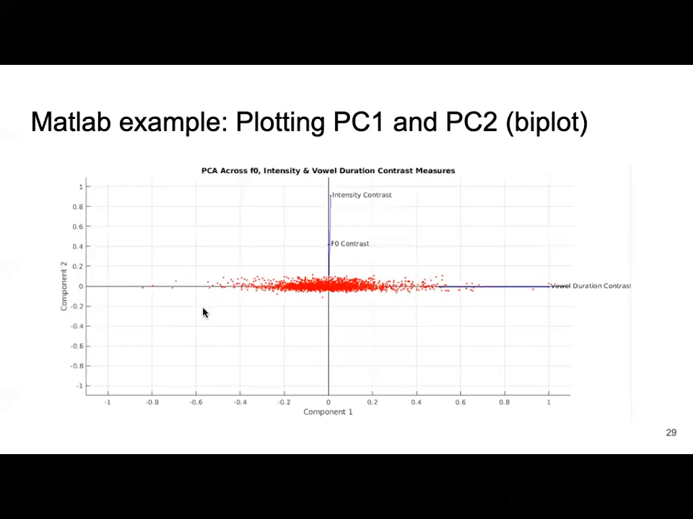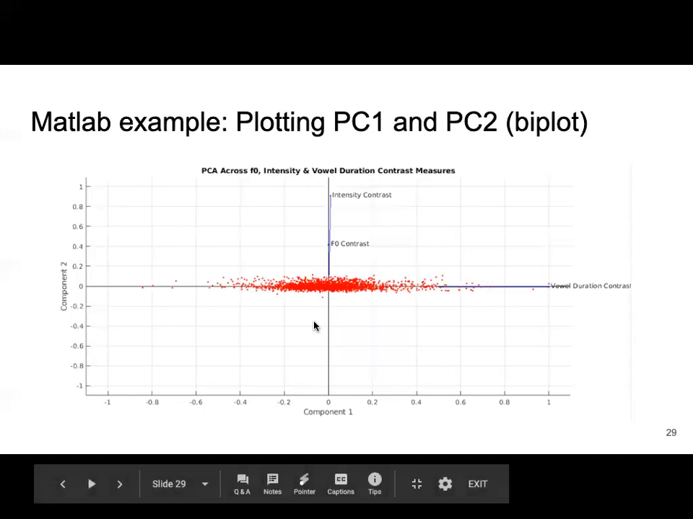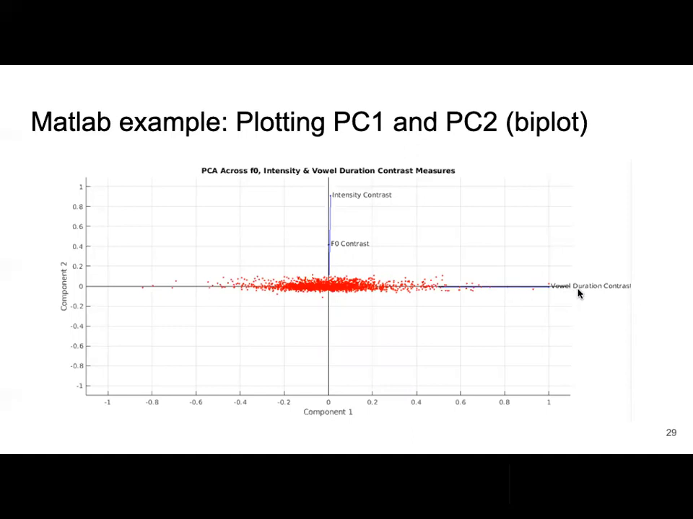So here we have our first component, and here's the second component. What this is telling us is that the first principal component is loaded or weighted by the vowel duration contrast, whereas the second principal component is loaded primarily by the intensity contrast and also a bit by the F0 contrast. So it really takes all those loading scores and makes it very intuitive as to what it means.